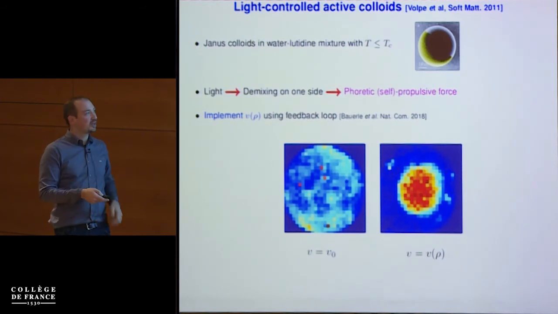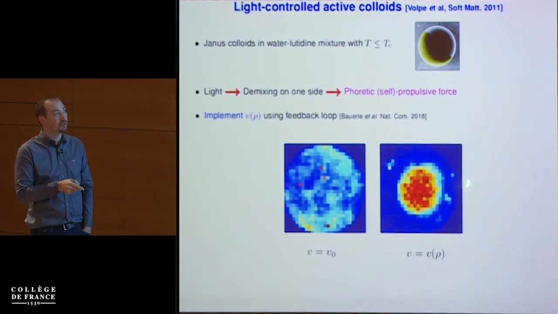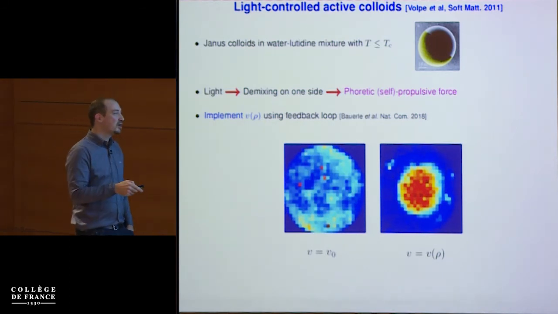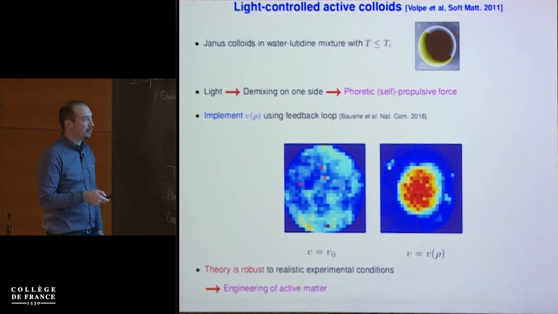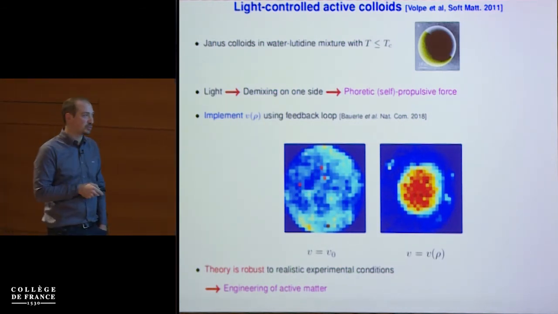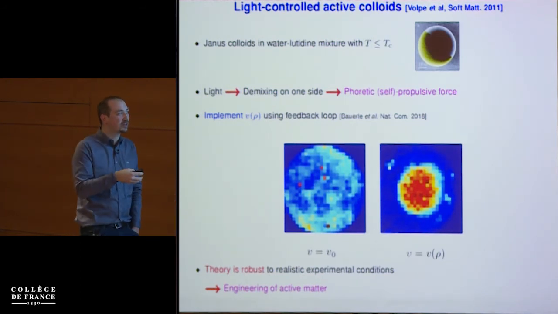So in real time, your particles have a velocity that depends on the local density, but set from the computer. The result is that if the velocity is constant, you have something homogeneous, while if you use this feedback loop to control the v of rho, you do get the phase separation I was talking about in the previous lab. So in a way, this tells you that the theory is robust to realistic experimental conditions.